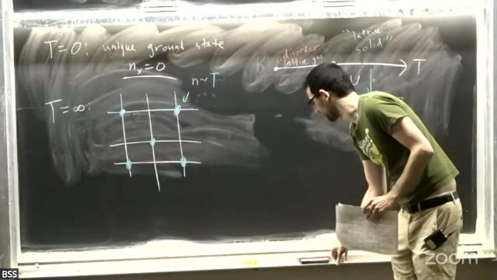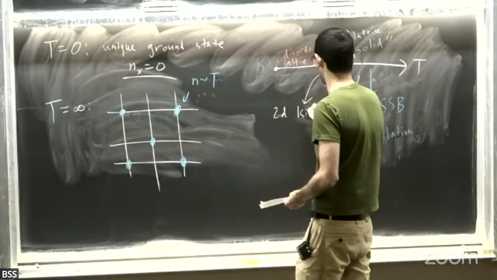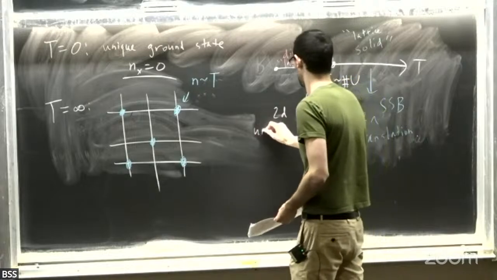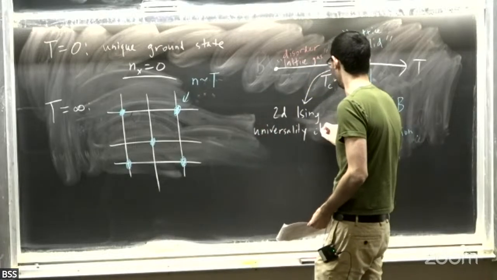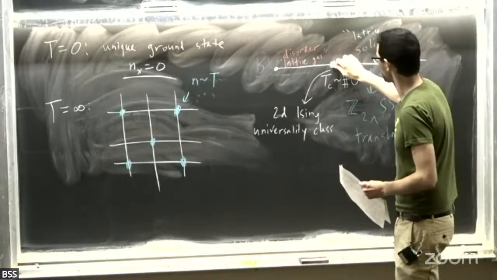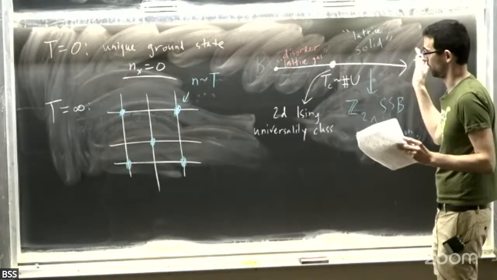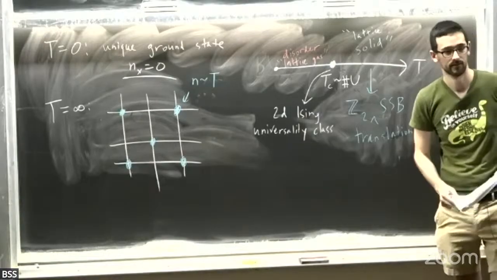So we conjectured and numerically verified that this is actually the 2D Ising universality class. So in this sense, this finite temperature phase transition is described by a known universality class, but we've just swapped the ordered and the disordered phase.